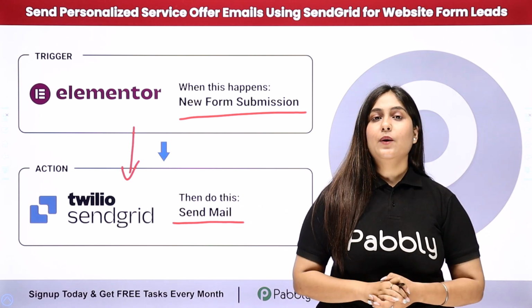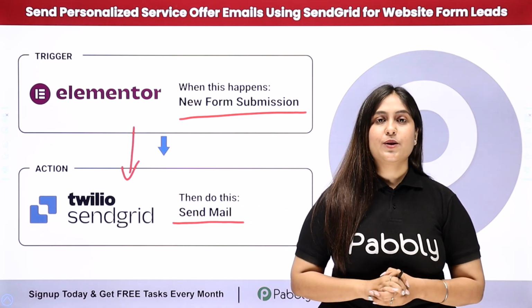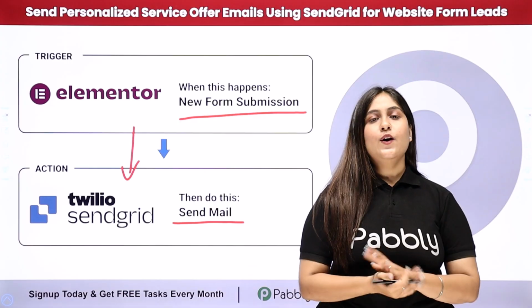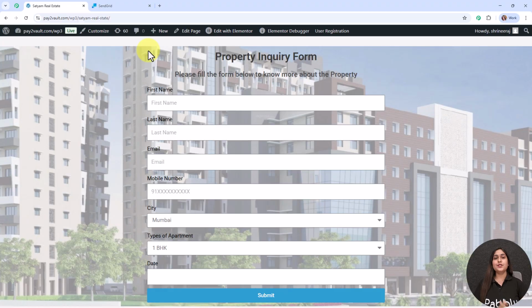So now here to see the working of this automation and to learn this process step by step, let me take you all to my screen. Welcome to my screen. So here on my screen you can see a website form that I've created using Elementor form. And here my objective is, as soon as I receive a new lead, or you can say a new form submission through my Elementor form, then automatically and instantly I want to send a personalized service offer mail to that lead via SendGrid.